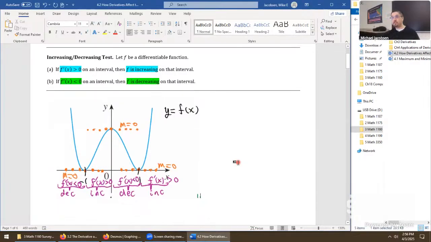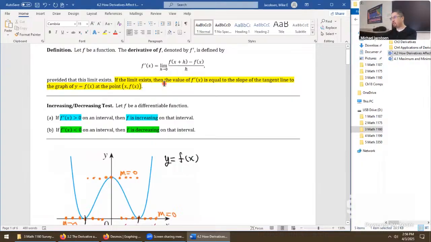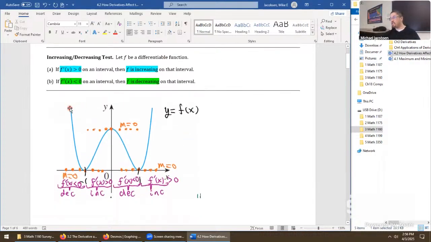So here's our way to look into the increasing decreasing test. The result of this test is just following the logic of what's highlighted in yellow. And we can see this right here. If I'm on this point at any point, the tangent line goes this way, it's a negative slope. So we say the derivative is negative, and that corresponds with the function itself decreasing.